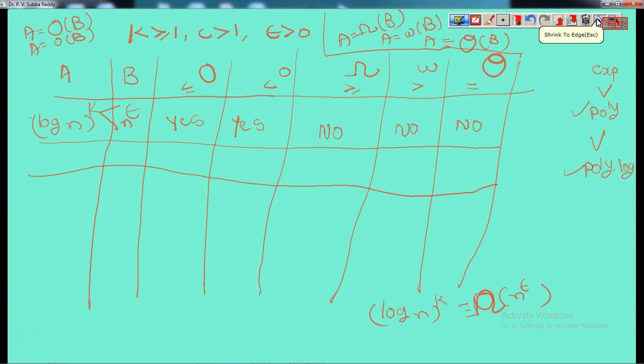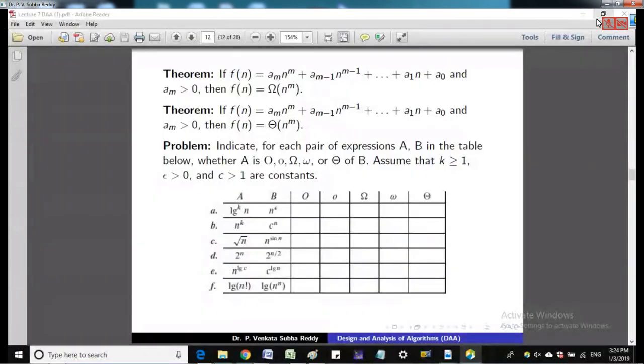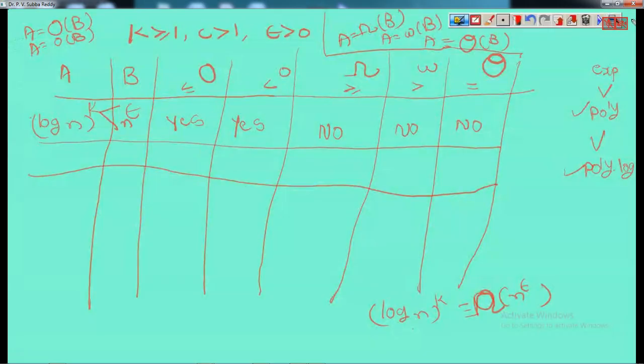What is the next function given to us? n power k, c power n. One side n power k, another side c power n. Which has higher order of growth? This is exponential because c is greater than 1. So this is exponential, this is polynomial. We know that polynomial has lower order of growth than exponential. So the table is the same as that, from the order of growth point of view.